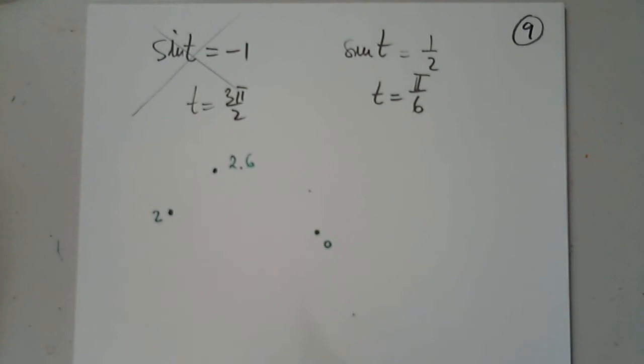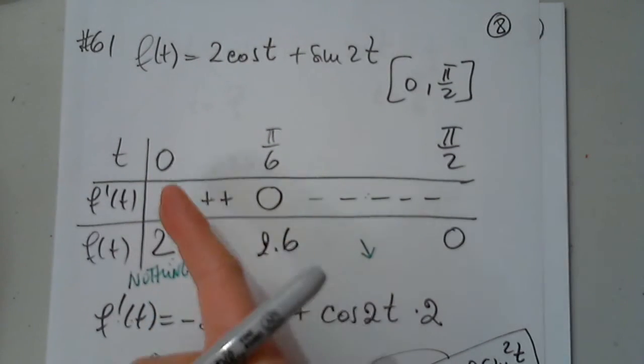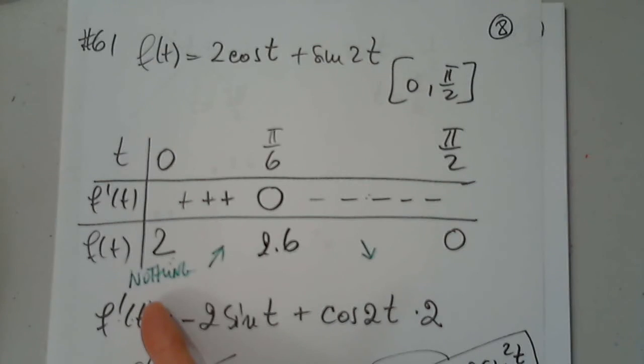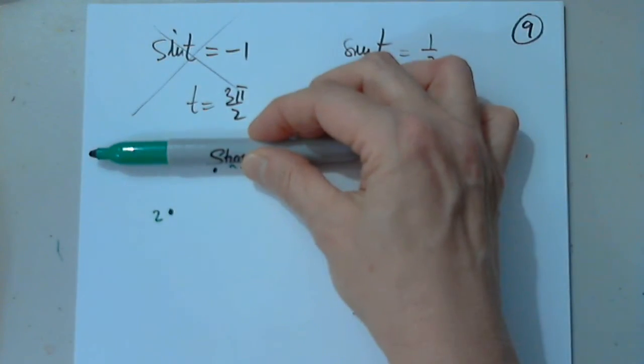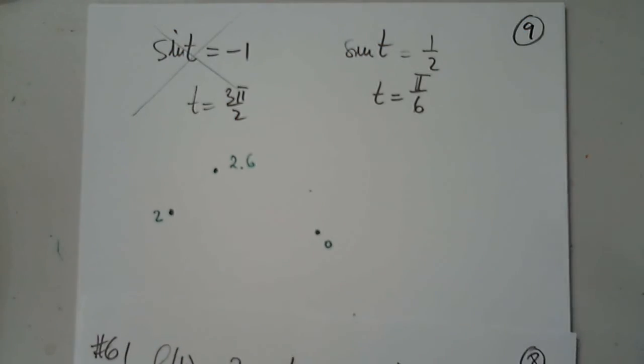Is it a relative min? Nothing. It's at the end point of the interval. It can never be relative because it's at the end point of the interval. There are values higher than it, there are values lower than it. Is that clear?